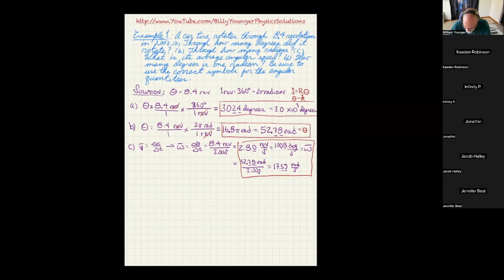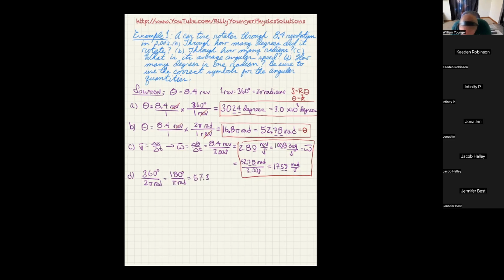Now, what it asked in part D was how many degrees are in one revolution, or excuse me, in one radian. So we're going to do that now, and that's part D. What we found was that 360 degrees is equal to 2 pi radians, which you can simplify to 180 degrees is equal to pi radians. But you can simplify that further by dividing 180 by pi. When you do that, you say 180 divided by 3.14159, and that gives me 57.30.